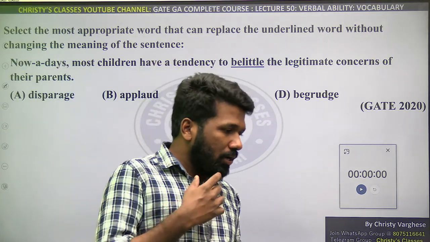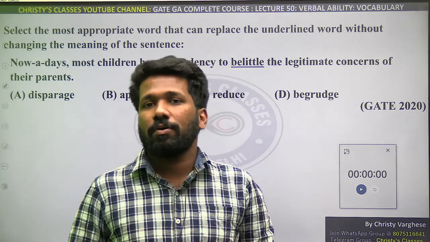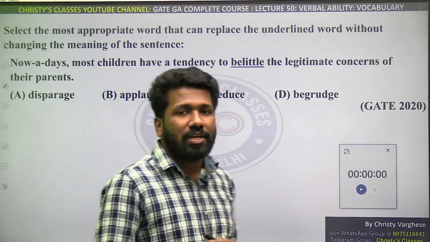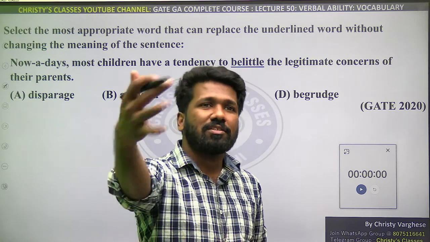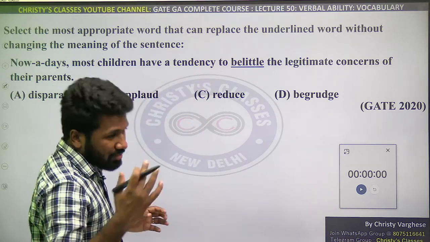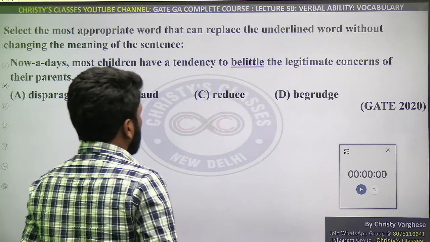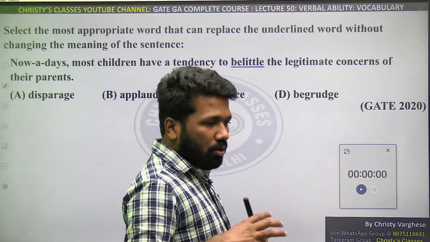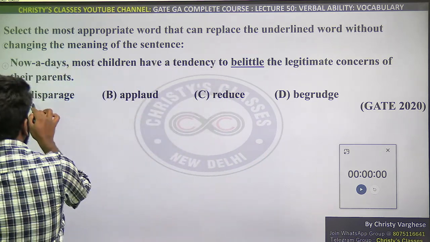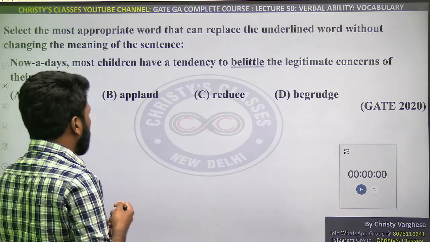Maybe the parents are worried about the students not studying well or not focusing on their study. But the students or the children are not ready to understand that concern. Students are thinking that they are unnecessarily having that concern. So I'm just telling an example. So that is what belittle means, to consider something not worthy or not important. Disparage also means the same.